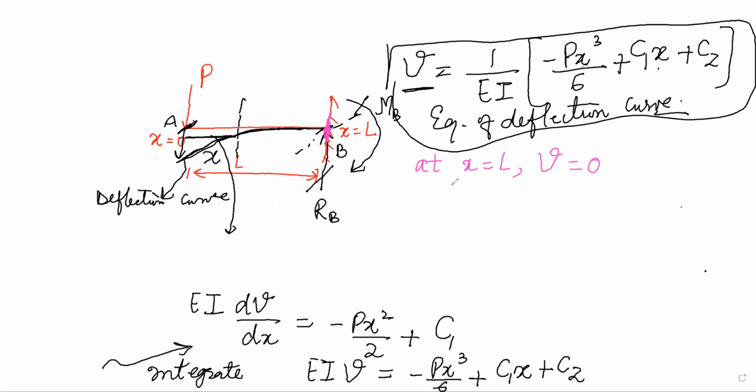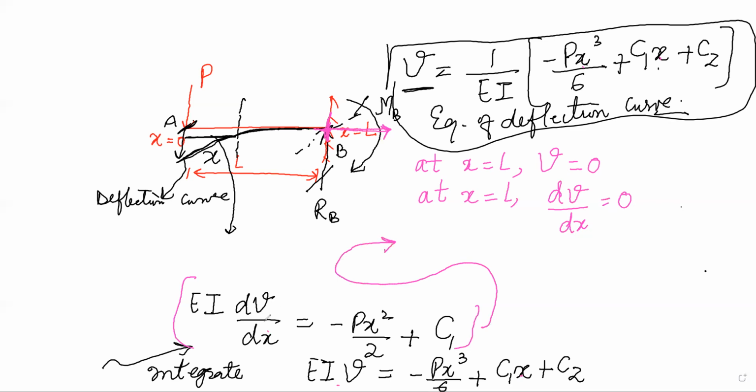Also, at x is equal to L, if you draw the tangent, it will be in this direction. That is, the tangent is parallel to the x-axis. So the slope of the tangent at x is equal to L, that is dν by dx, will be equal to 0 because it is parallel to the x-axis. Now substitute x is equal to L in this equation and put dν by dx equal to 0.